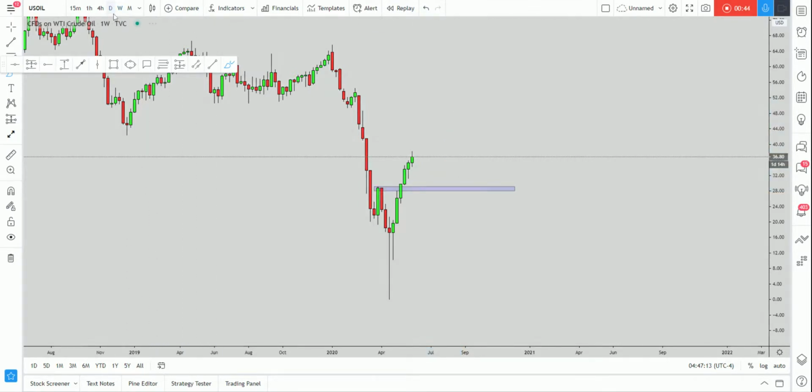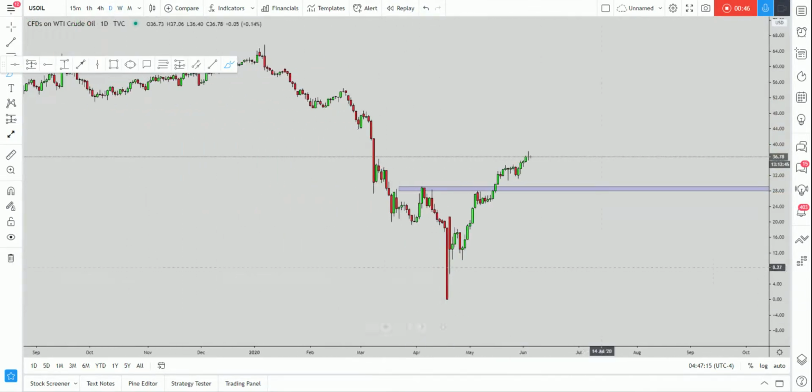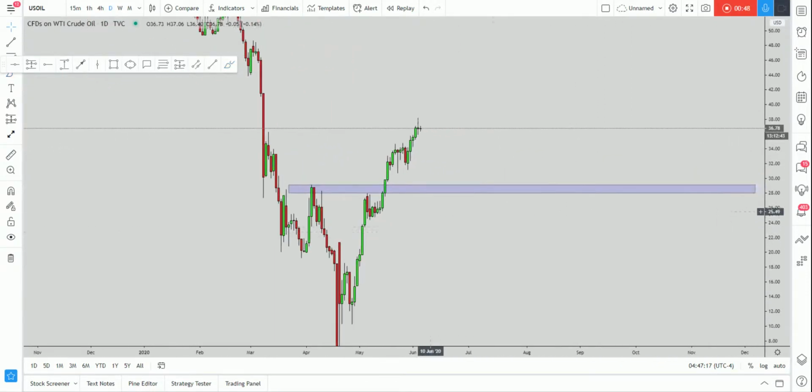Now, if we go down to the daily time frame, what kind of situation can we see? Now, on the daily, we clearly can see that at the moment, US oil seems to be overextended to the upside, and we can definitely expect a retracement. And that is where things start to get interesting.